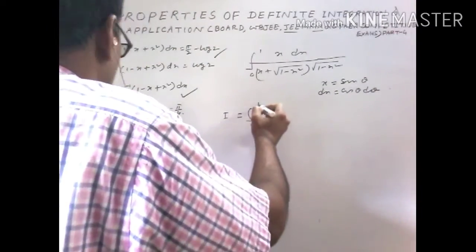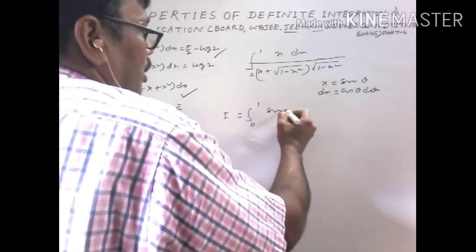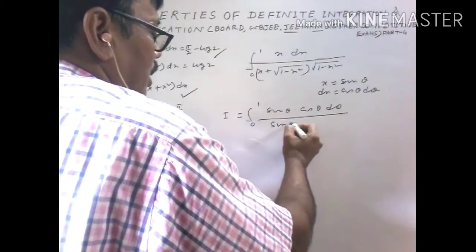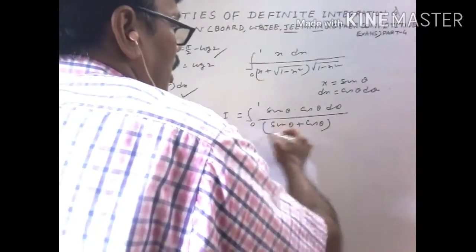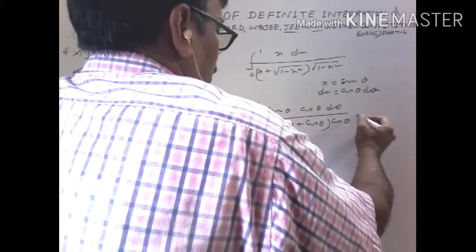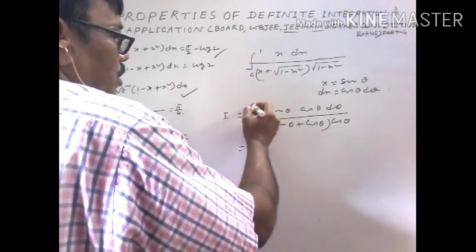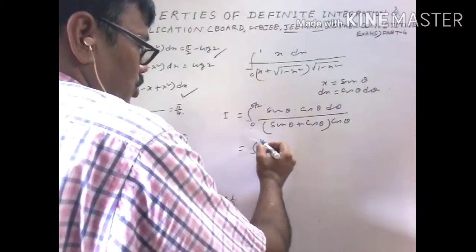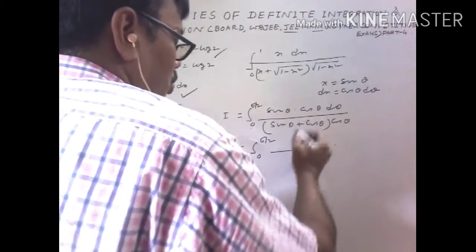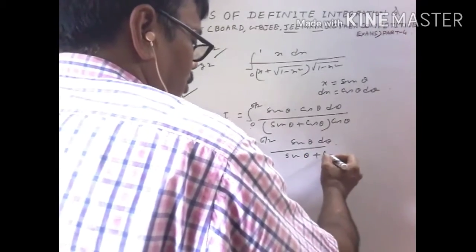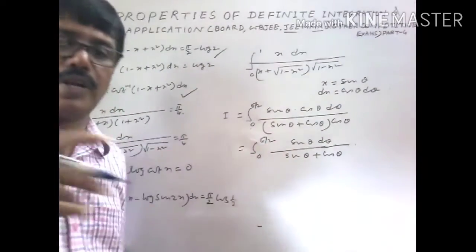So what is I? X is sin theta, dx is cos theta d theta, and this is sin theta, this is again cos theta, and 1 minus sin square theta is cos theta. And what is the change of limit? If it is 0, 0, if it is 1, then pi by 2. So 0 to pi by 2. So cos theta cancels, sin theta d theta by (sin theta plus cos theta) d theta.